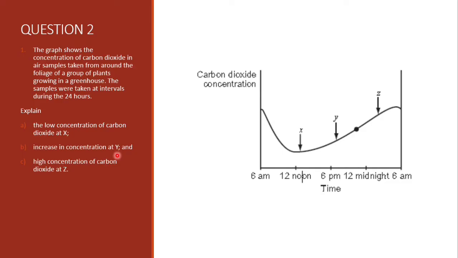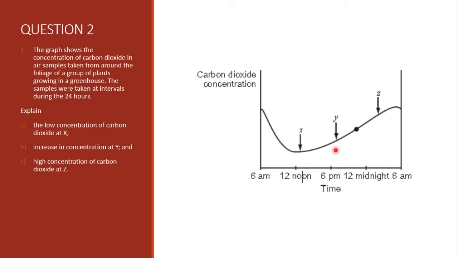Okay, let's just end there. Explain the increase in concentration at Y. So we can see that there is now an increase. The concentration of carbon dioxide is increasing in the atmosphere. Okay, it's increasing in the environment. Why is that? At Y, we can see that it's 18 hours.